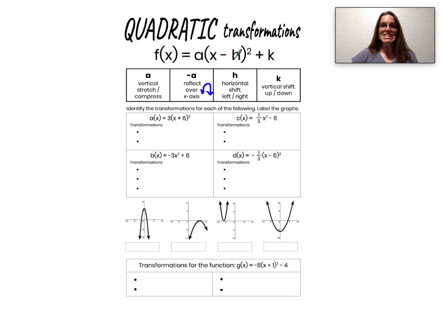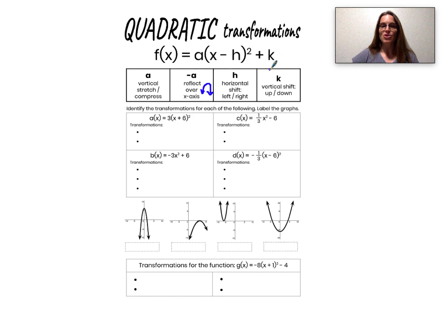For an h inside the parentheses, the shift is horizontal, left and right. Because we're subtracting h, that movement is in the opposite direction you would expect. If you have x minus h, you'll be moving to the right. If you have x plus h, you'll be moving to the left.